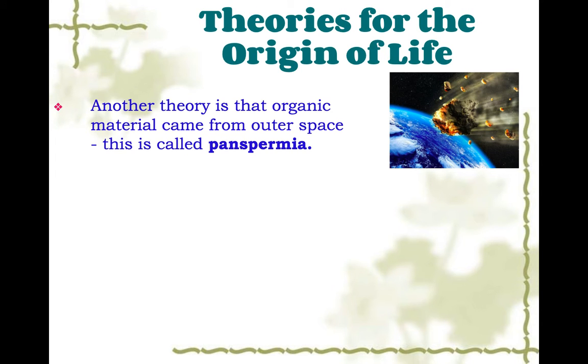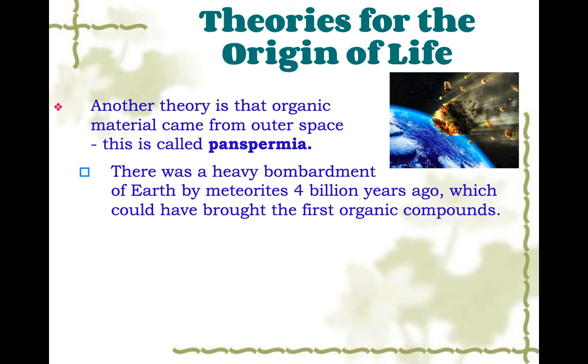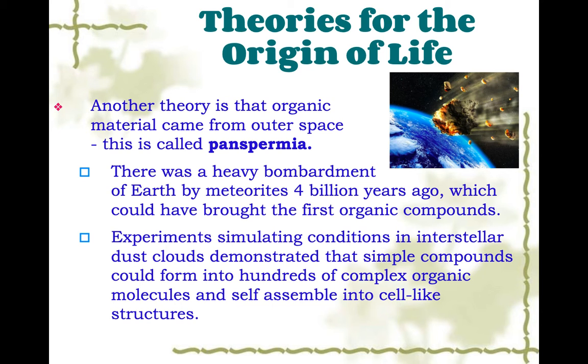Another theory is that organic material came from outer space, and this theory is called Panspermia. We do know that 4 billion years ago there was a heavy bombardment of Earth by meteorites, and this could have brought the first organic compounds to Earth. And there have been experiments that have simulated the conditions in interstellar dust clouds, and they've demonstrated that simple compounds could form into hundreds of complex organic molecules and self-assemble into cell-like structures.